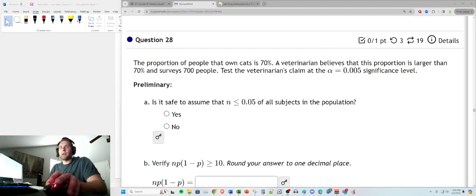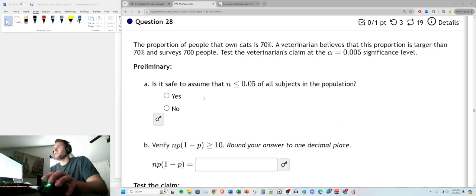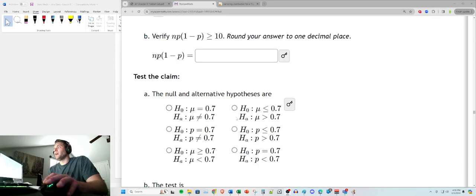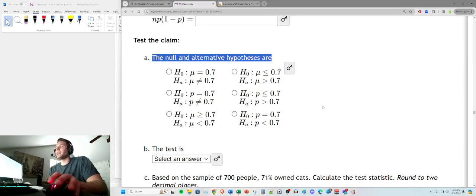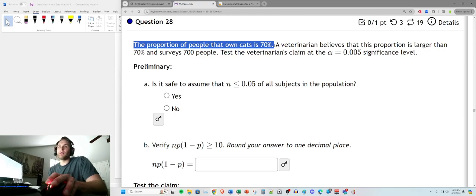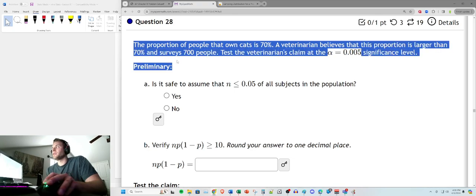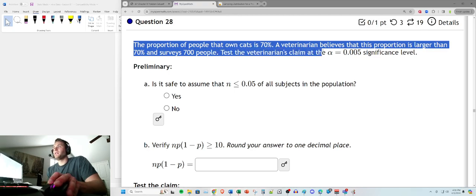Okay, so we're going to look at question 28 on here. And these questions here are built so that you verify all of these conditions beforehand. I'm just going to start with this part here, since it's technically our first step, setting up the hypotheses. So the proportion of people that own cats is 70%. I'm sure your question is a little different. A veterinarian believes that this proportion is larger than 70% and surveys 700 people. Test the veterinarian's claim at alpha 0.005 significance level.